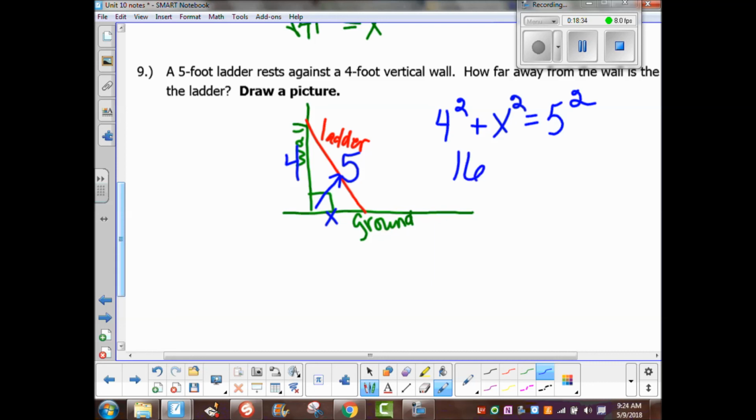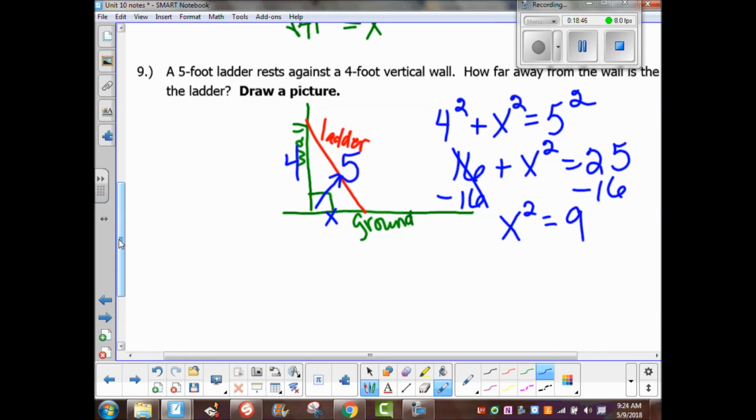So we have 16 plus x squared equals 25. To get x squared by itself, I've got to subtract 16. 25 minus 16 is 9. Now what? Got to get x by itself. Square root it. Nice. I like you guys using that terminology. X is equal to 3. All right. We're done.